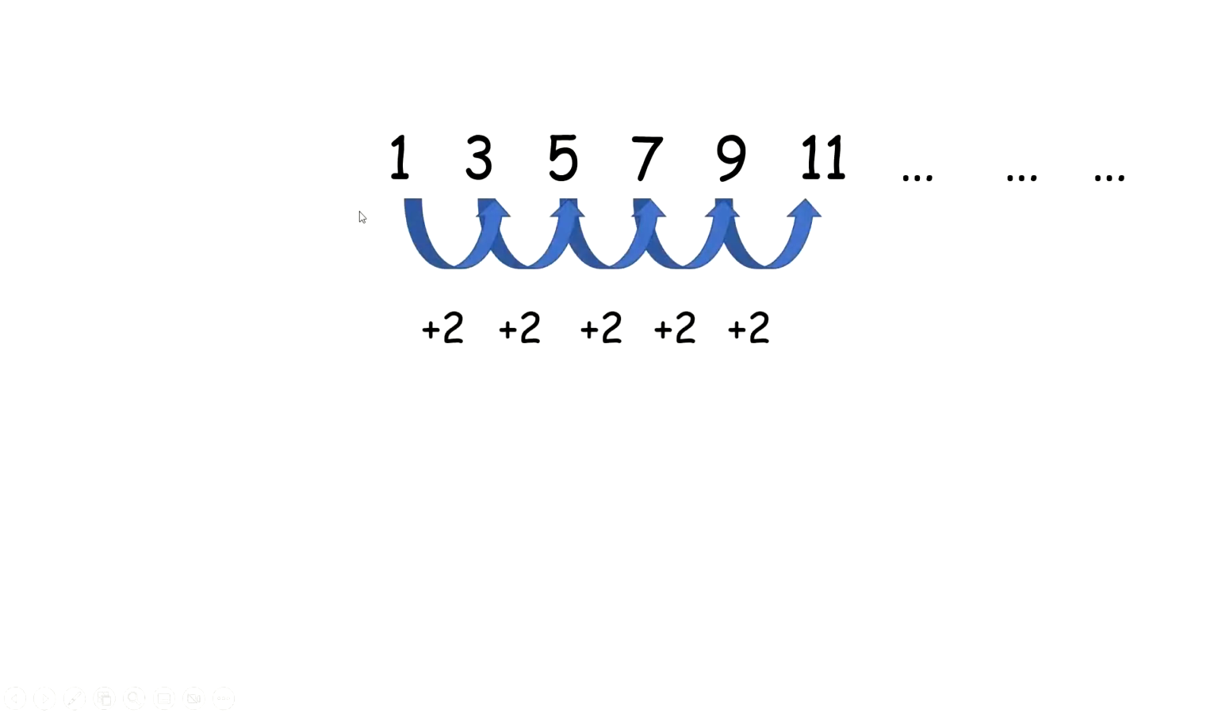So, we've got a simple sequence here. Let's start off by finding the next three numbers. The pattern is each time it goes up by 2. So 1, 3, you plus by 2, 3 plus 2 is 5, plus 2 is 7, and so on. So you just keep going. 11 plus 2 is 13, 13 plus 2 is 15, 15 plus 2 is 17.